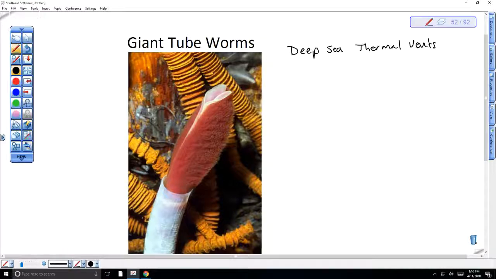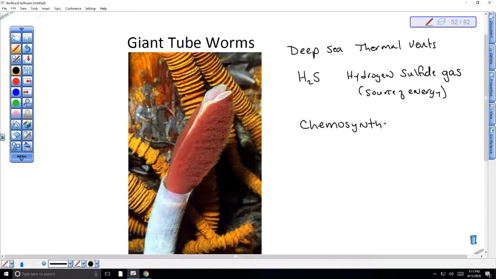And so what they've discovered is that the organisms rely upon energy that is released from the thermal vents in the form of hydrogen sulfide gas. So this is H2S, which is hydrogen sulfide gas. So this is the ultimate source of energy. Right? So they undergo not photosynthesis, but a type of chemosynthesis. So they still take carbon dioxide out of the water, but they use hydrogen sulfide as a source of energy to convert that carbon into organic molecules.